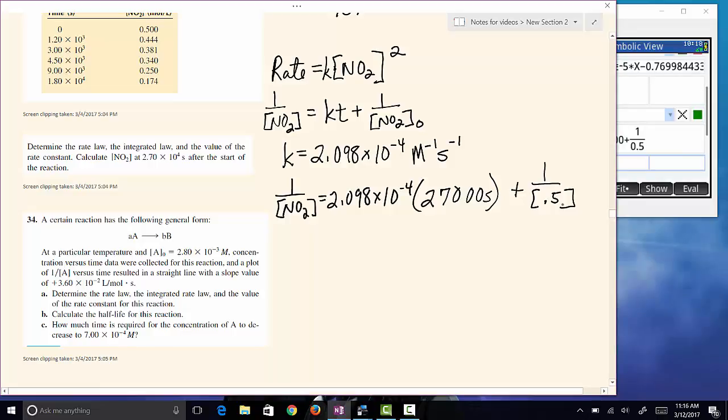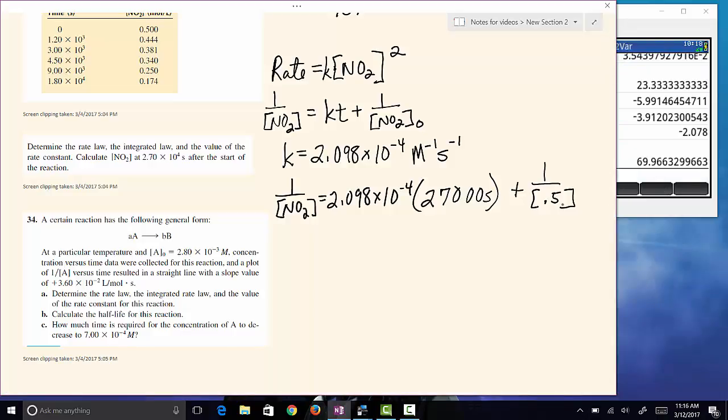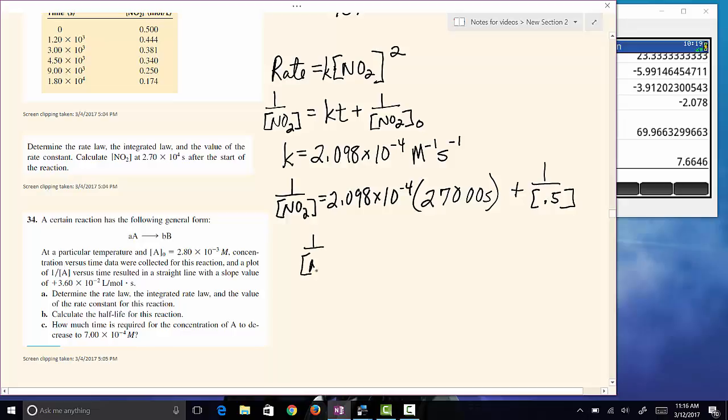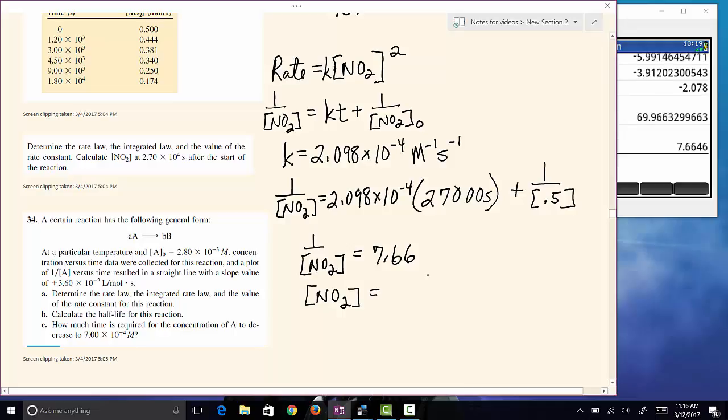And, oh, I did it again. I keep forgetting. Let's go back to my function view. Now let's try that again. Okay, so I'm getting that 1 over the NO2 is equal to 7.66, which means that the NO2 is equal to 1 divided by that number, which is 0.1305.